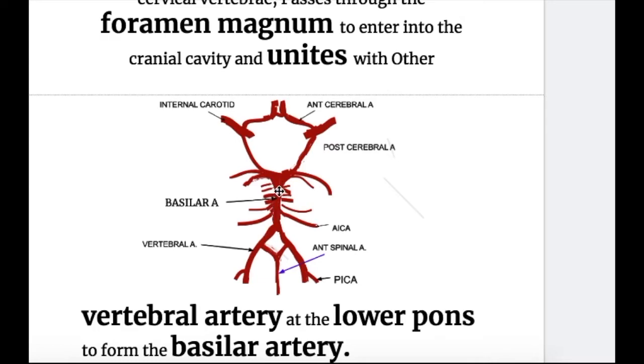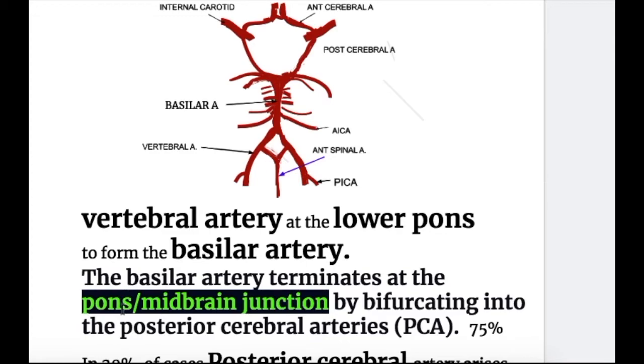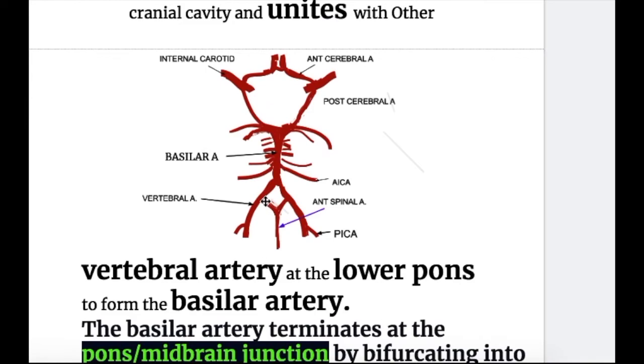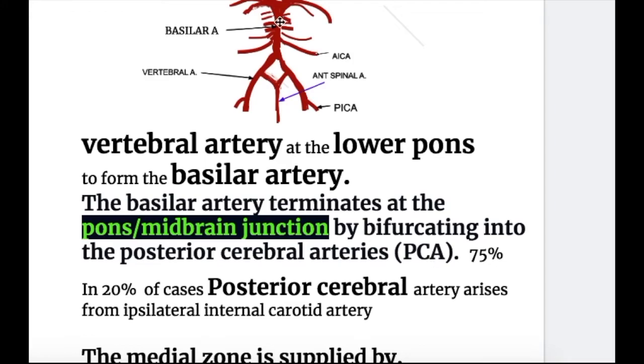So this is the basilar artery, and then this basilar artery terminates at the pons and midbrain junction by bifurcating into the posterior cerebral arteries. So vertebral arteries form the basilar artery that divides into posterior cerebral arteries at the midbrain-pons junction. The posterior cerebral artery in 75% of cases arises from the basilar artery. In 20% of cases, posterior cerebral artery arises from the ipsilateral internal carotid artery.